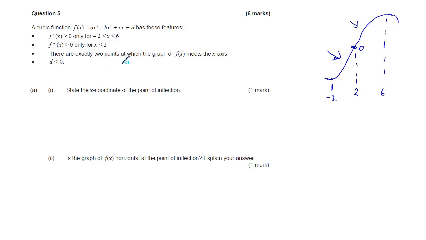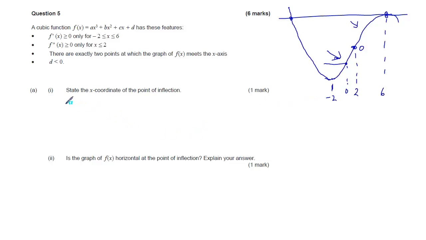There are exactly 2 points at which the graph meets the x-axis, and d is less than 0, which means in here we've got the y-intercept, and that's got to be below the axis. Now we know that this would continue up here, and if there's only 2 points it meets the axis, it must also meet the axis at this maximum here and then somewhere over here. So those would be the 2 points.